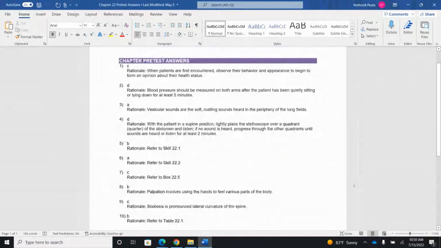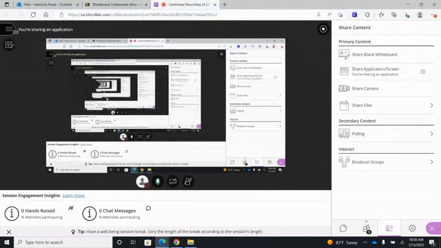Rasmussen University, expensive, but they probably have more.